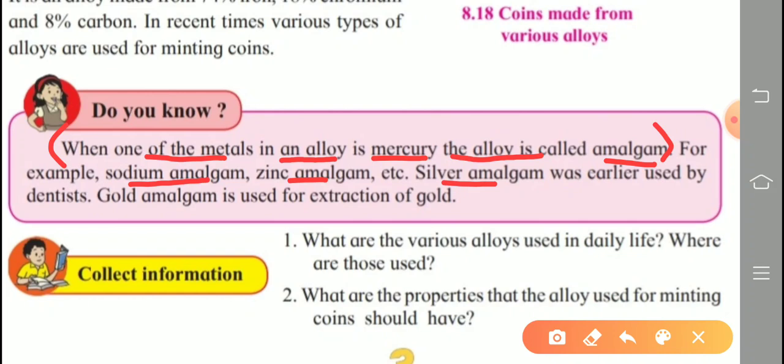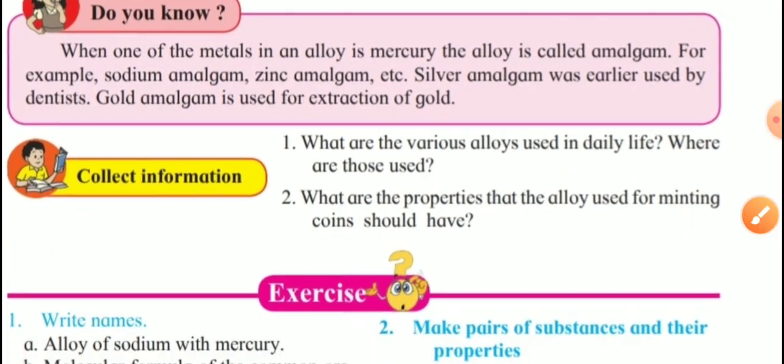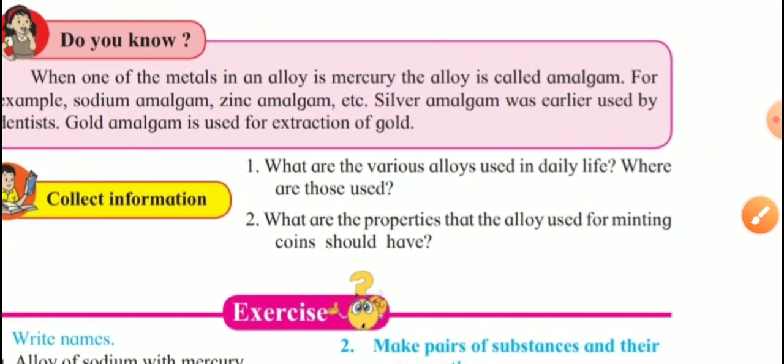Silver amalgam was earlier used by dentists. Gold amalgam means gold plus mercury. Gold amalgam is used for extraction of gold. So remember this. What is the use of silver amalgam? What is the use of gold amalgam? And what is the meaning of amalgam? That is given in this small paragraph. Now the last question is given for us.